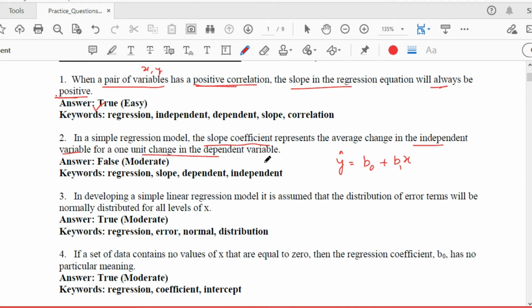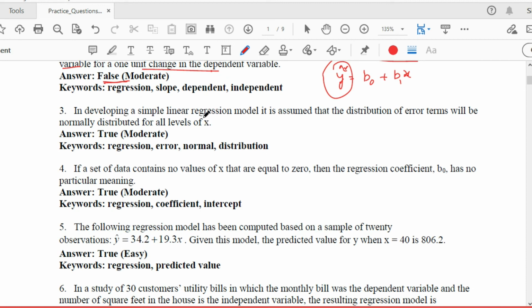Now, basically, if you read it, yes, slope shows the relationship, the average change in one variable to another. But why is it false? It says it represents the average change in the independent variable. Actually, it shows the change in the dependent variable. Otherwise, this line is correct, but they have written it in the opposite direction, independent to dependent. It shows the change in y, not the change in x. So that's why it is false. Otherwise, the statement is correct if it is written the opposite way.